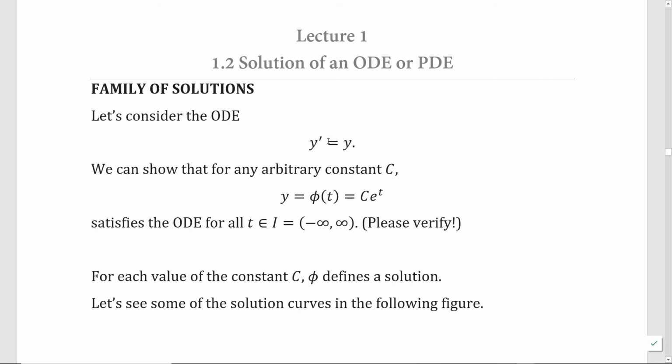Family of solutions. Let's consider an ODE, y prime equals y. We can show that for any arbitrary constant c, the function defined here satisfies the ordinary differential equation for all t in the interval negative infinity to positive infinity. For each value of the constant c, phi defines a solution. Let's see some of the solution curves in the following figure.